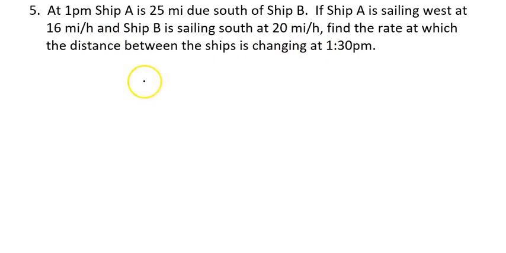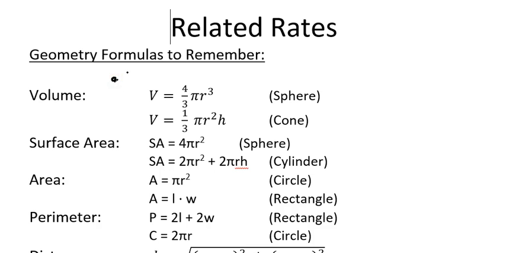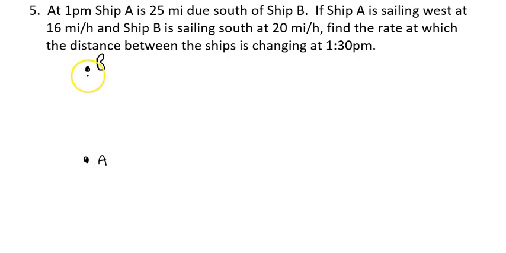So, drawing this, you have to think, okay, at 1 o'clock, ship A is due south of ship B, and that distance between them is 25 miles. Now, they're going to be moving. Ship A is sailing west, so it is going in this direction. Ship B is sailing south, so it is going in this direction.